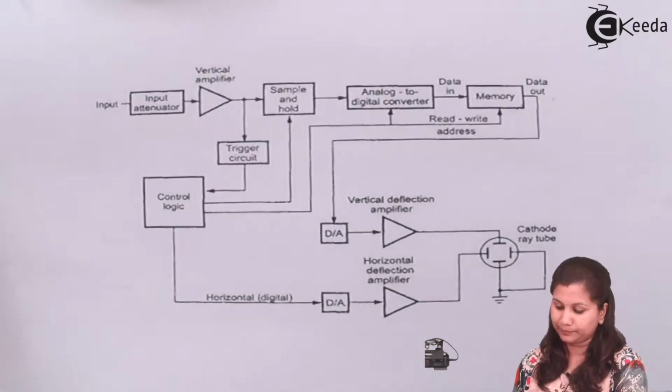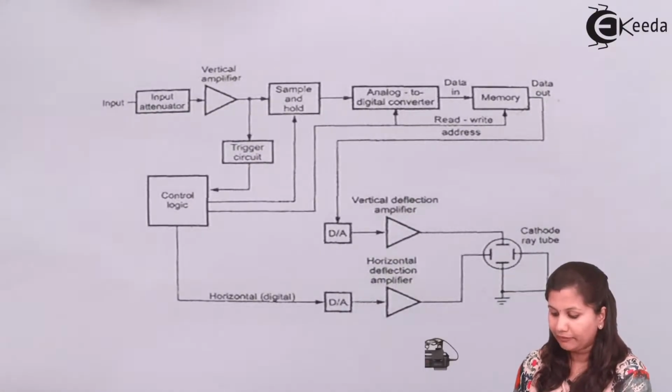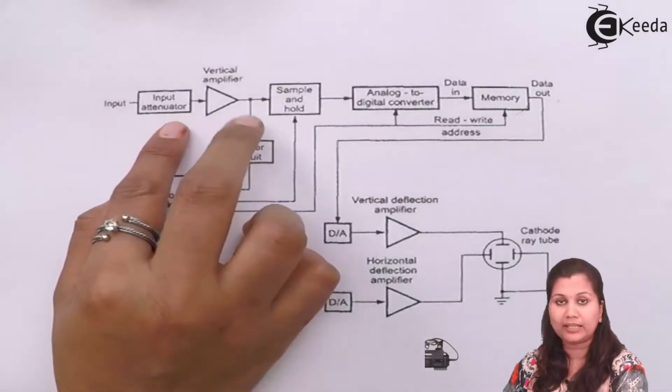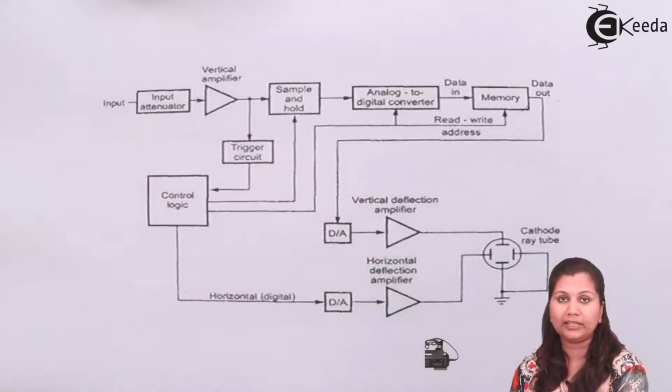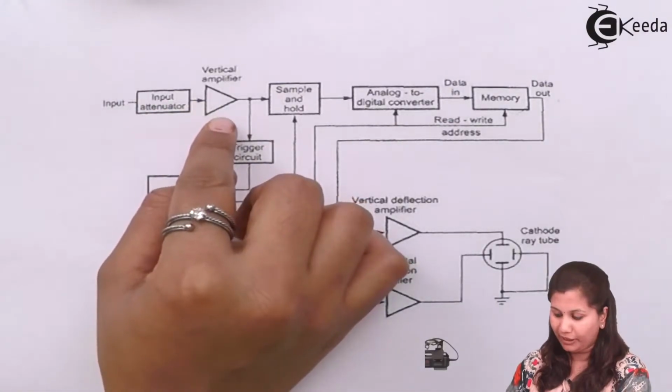Now if we talk about the more complex block diagram, or we can say the more widely described block diagram of a digital storage oscilloscope, it will be like this. Here you can see that we have an input signal. Then we have the attenuator and the amplifier stages, which are going to attenuate any noise present in the signal, and then we have an amplifier here.